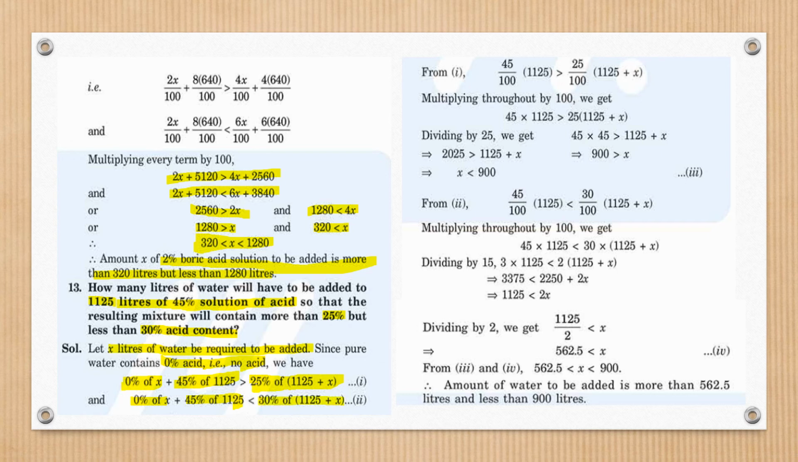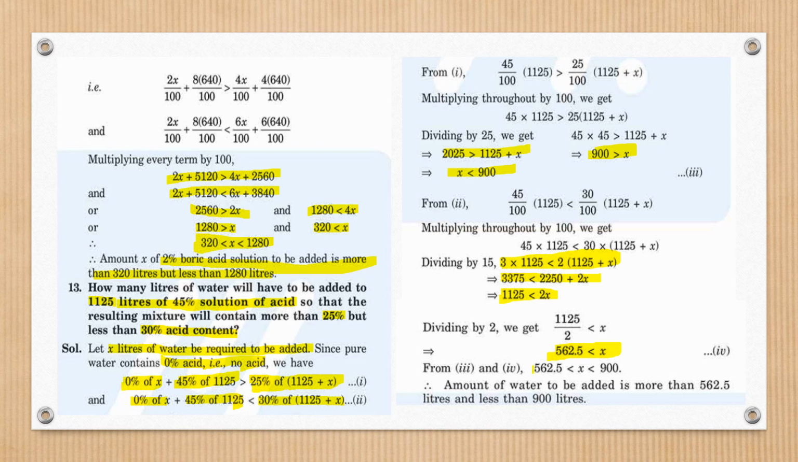So by solving it, solving the first portion, multiply throughout by 100, I'll get two inequalities here. One is x is less than 900. And solving the second one, firstly multiply by 100, then divide by 15, as we have discussed in the earlier questions. So bring all the x variables to one side and the constants to the other side. I'll get the second one as x is greater than 562.5.